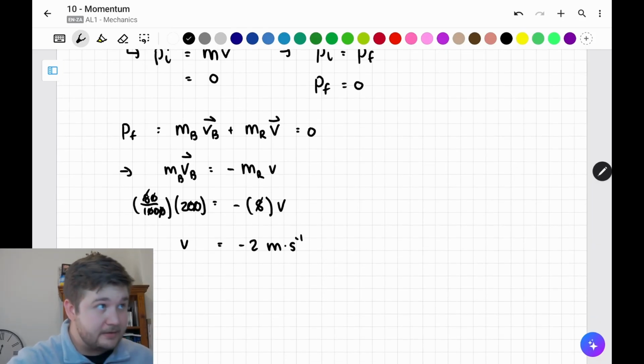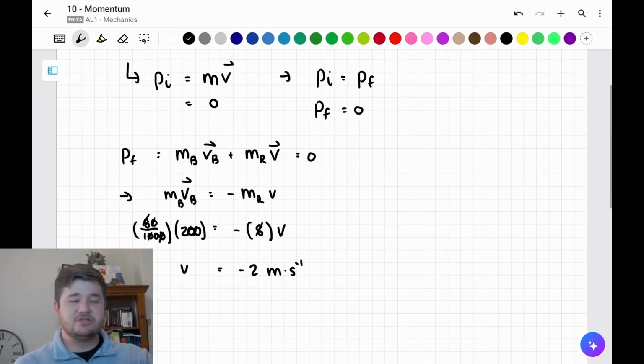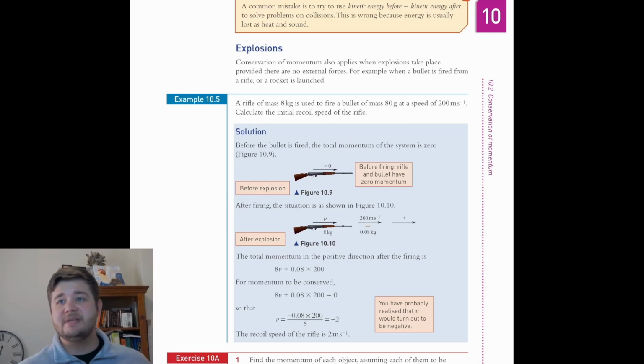Now if you don't know what I did there, please go revise your fractions. It was just a little mental calculation. I'm sure your calculator will show you the same. So if my bullet is traveling at 200 meters per second to the right, it means that my gun is moving at 2 meters per second to the left. And that is it, ladies and gentlemen. That is chapter 10.